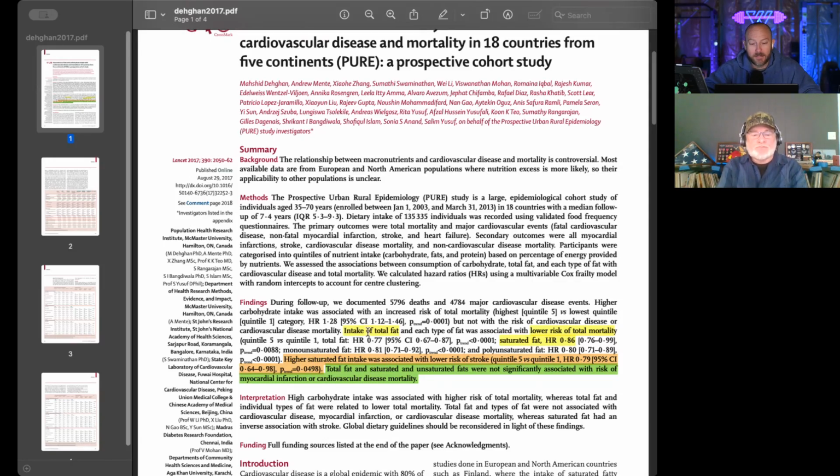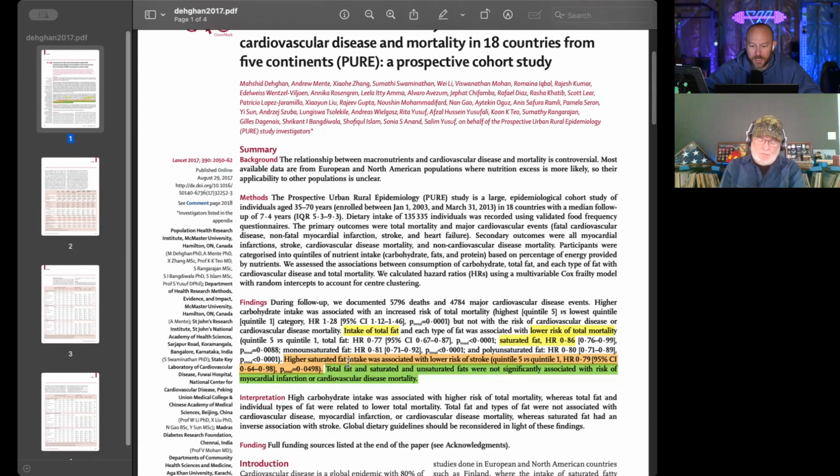And their findings in the abstract: intake of total fat was associated, and each type of fat was associated with lower risk of mortality. Saturated fat, we're seeing here, there was a 14% reduction in total mortality.